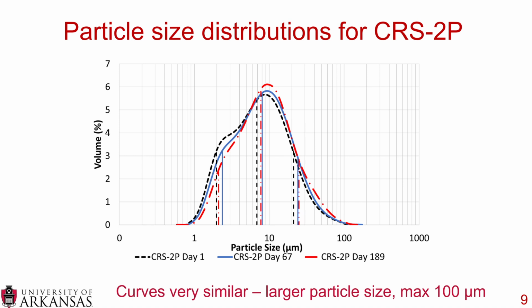day 189. Now, one thing that is of very interest, though, is how much larger the particles are, especially anything above that D90. You're getting up to almost 100 microns in size, and this is with the CRS-2P emulsion. So very interesting to see the differences between a CRS-2, a CRS-2L, and a CRS-2P.